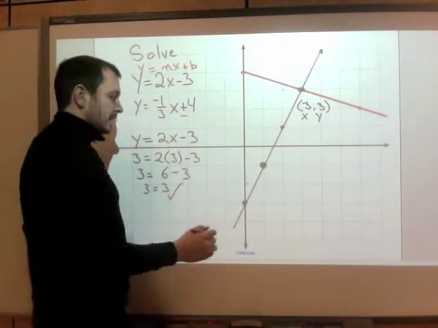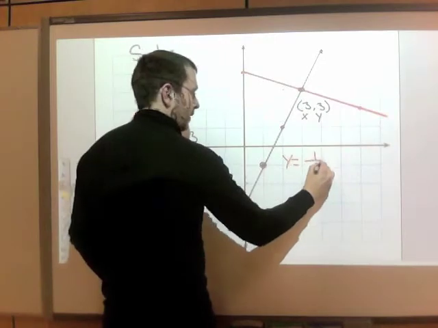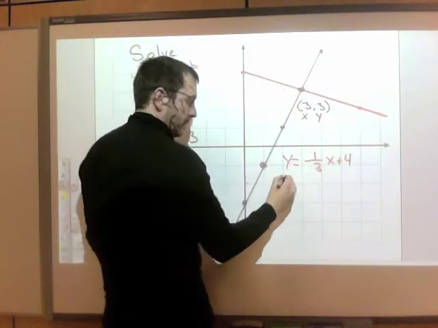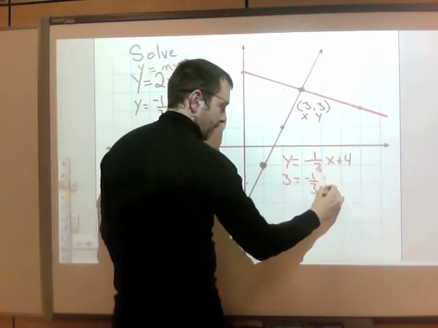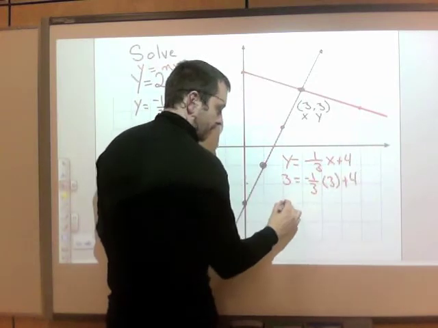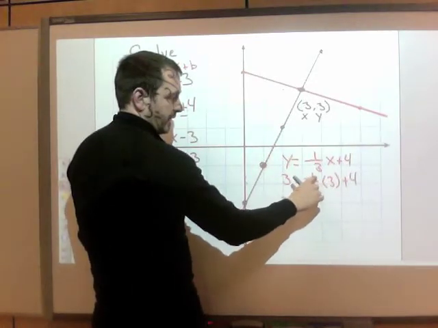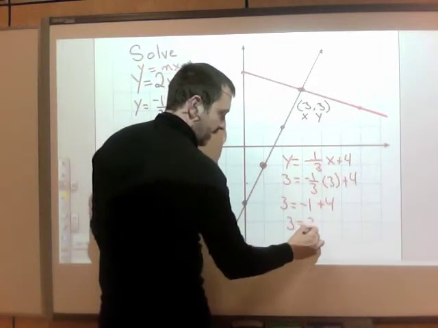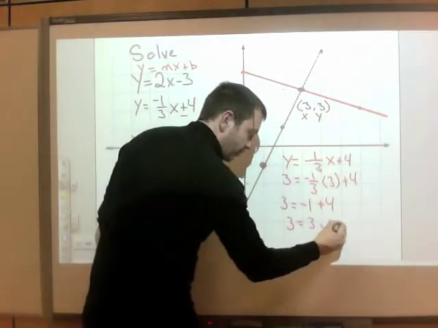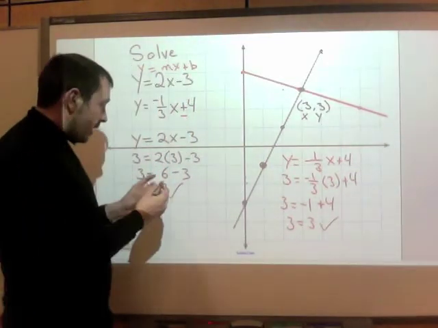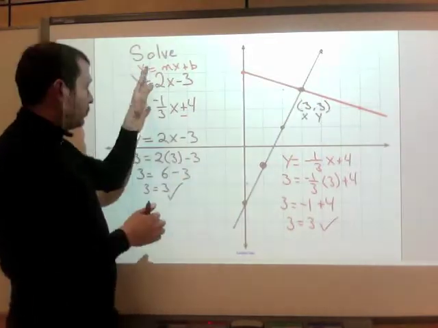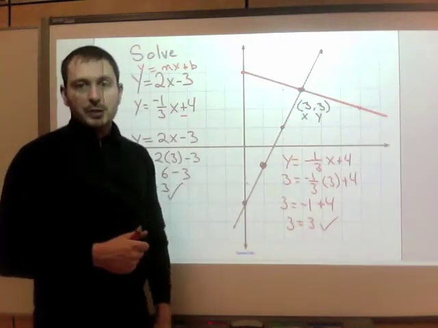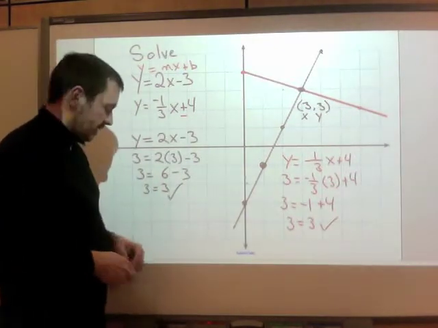Now let's check if it meets this line's criteria. So x is 3, y is 3. Okay. Negative 1 times 3 is negative 3. Divide by 3 is negative 1. Negative 1 plus 4 is 3. 3 equals 3. It's a true statement, so it checked. So when I put my answer into both lines, it solved both lines. It gave me true statements. That is how I know it is a solution.